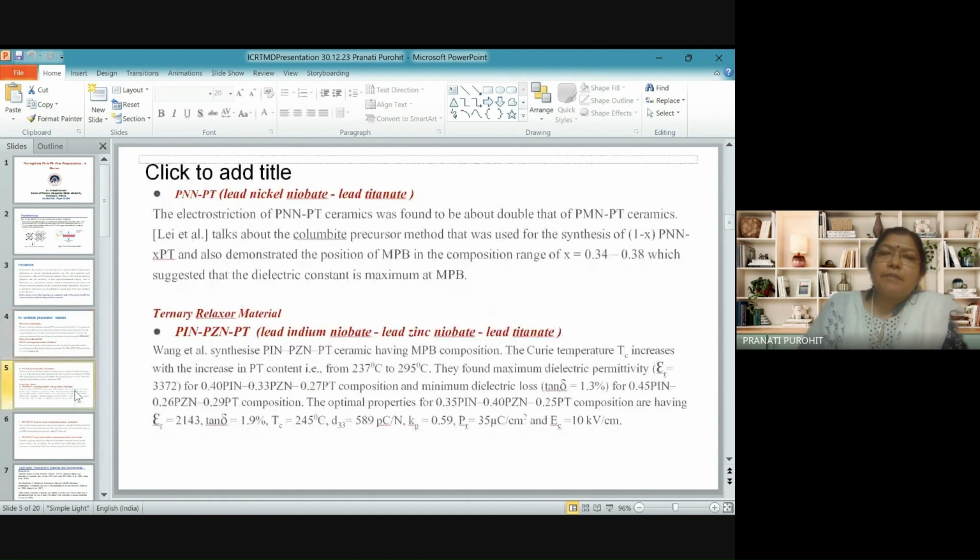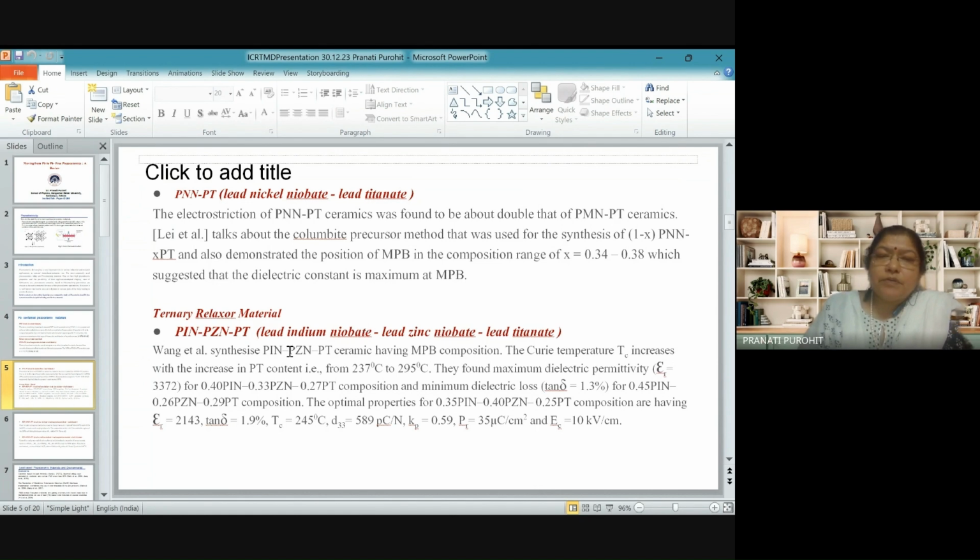The next binary material I'm going to discuss is PNN-PT. PNN is lead nickel niobate, and PT is lead titanate. By combining lead nickel niobate and lead titanate, we get another binary piezoceramic material. By taking different combinations, it is found that this material also shows good piezoelectric property, which is also known as the D33 property.